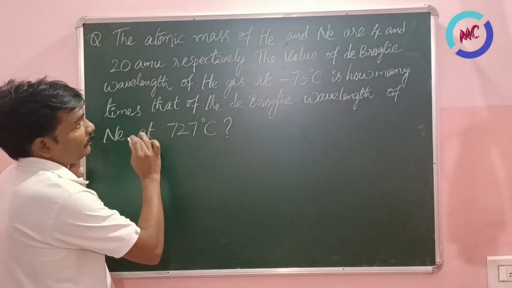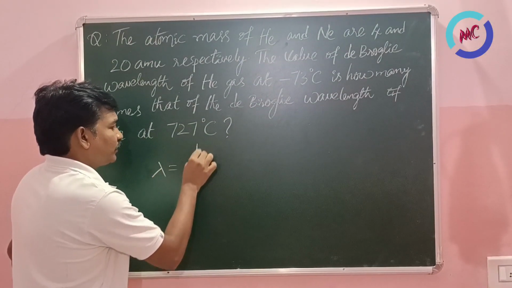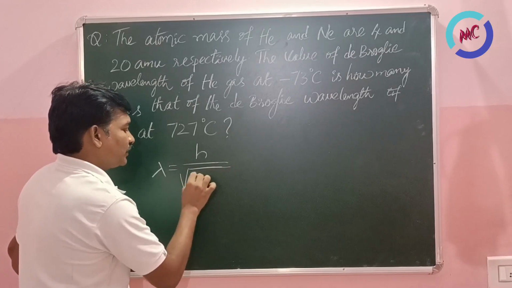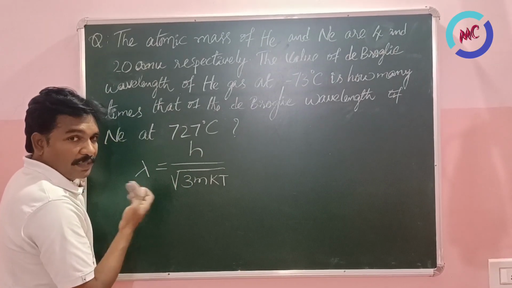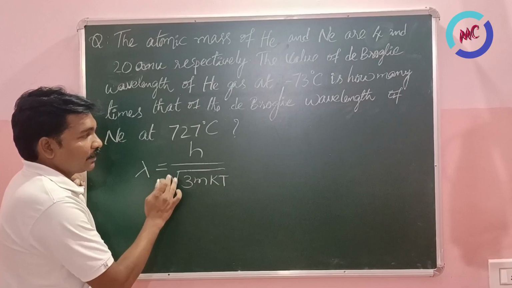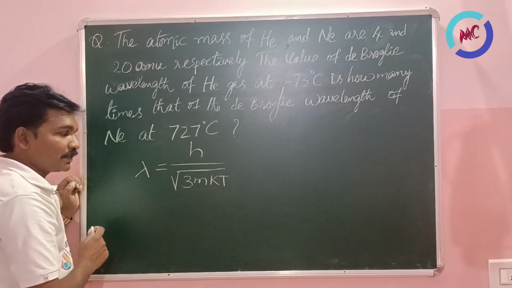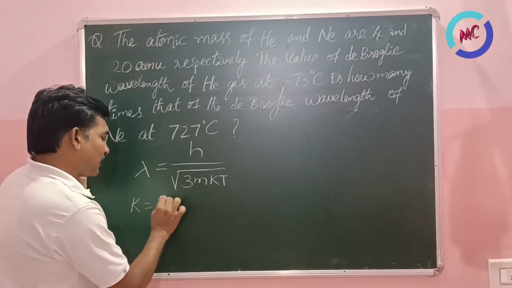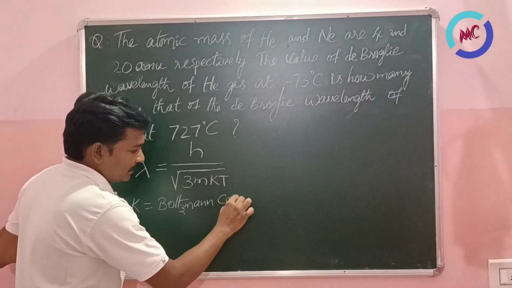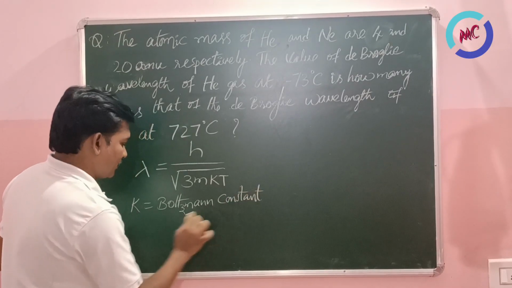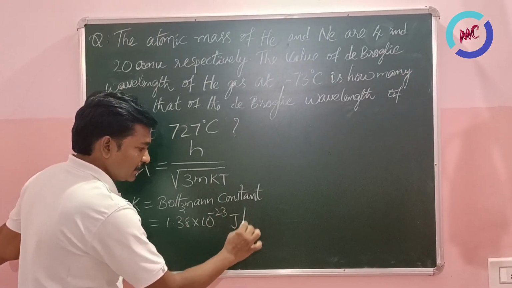The relation between wavelength and temperature is lambda is equal to h by root of 3 mkT. Here h is Planck's constant, m is the mass of the electron or the particular particle, k is the Boltzmann constant and T is the Kelvin temperature. What is the value of the Boltzmann constant? It is 1.38 into 10 to the power of minus 23 joule per Kelvin.